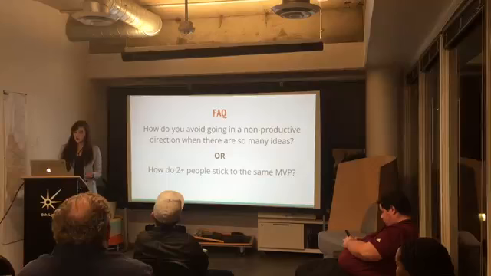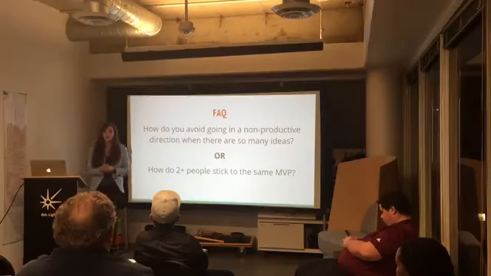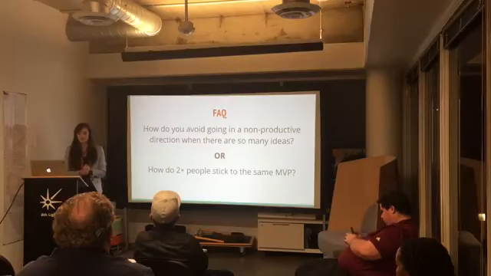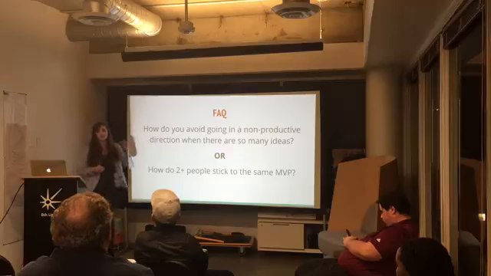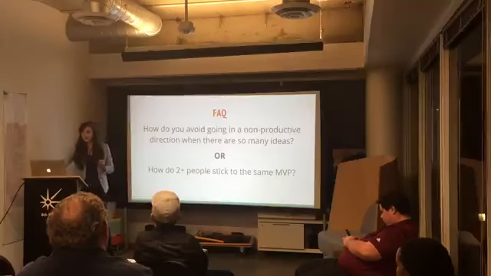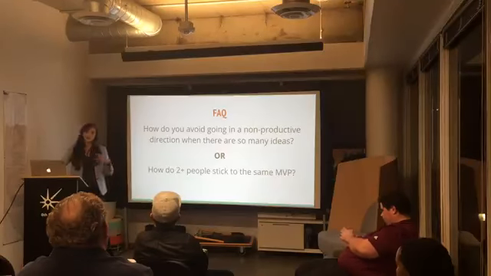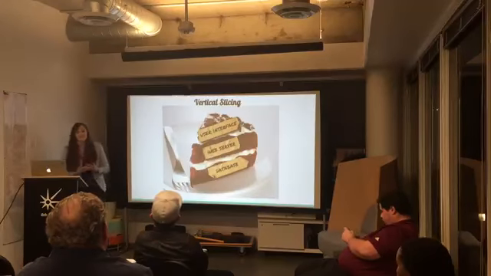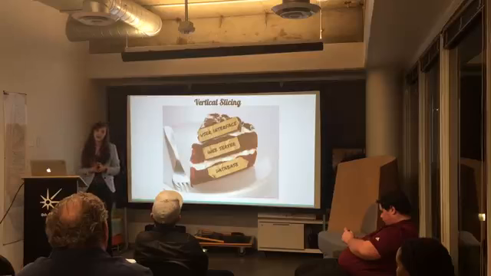So how do you avoid going in a non-productive direction when there are so many ideas? Or how do 2+ people stick to a single MVP? Which can get difficult because we get kind of stuck in everyone has ideas, we should go this direction, we should go that direction. And my favorite thing that naturally comes out of mob programming is vertical slicing, because it is entirely a necessity for when you have so many ideas, getting to that final production piece.